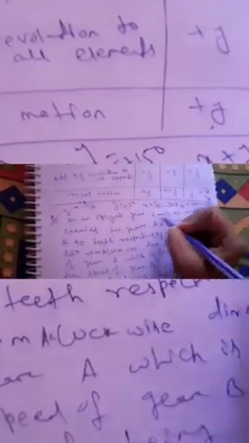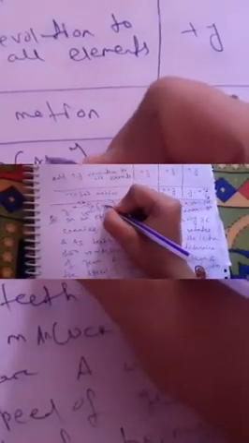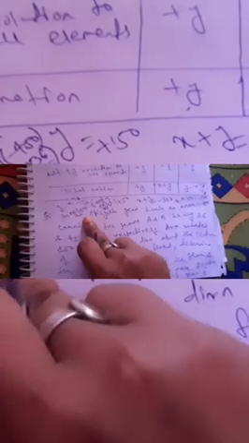So what will be the speed of gear B? nb equals y minus x times ta by tb. So y is 150, minus x is minus 450, into ta by tb, that is 36 by 45. Whatever the answer will be, that will be the speed of gear B. So you just see this table, you can understand from where these values came. According to this table you solve these questions.